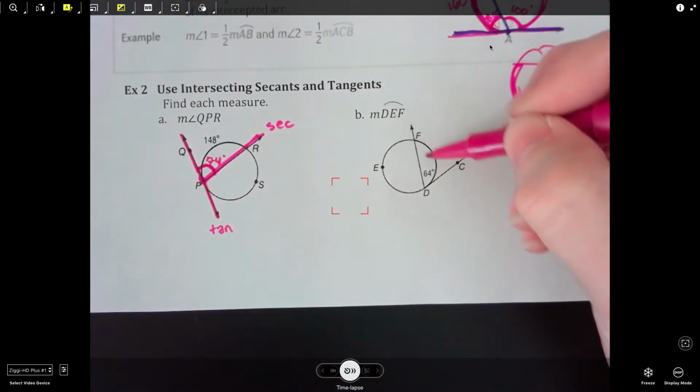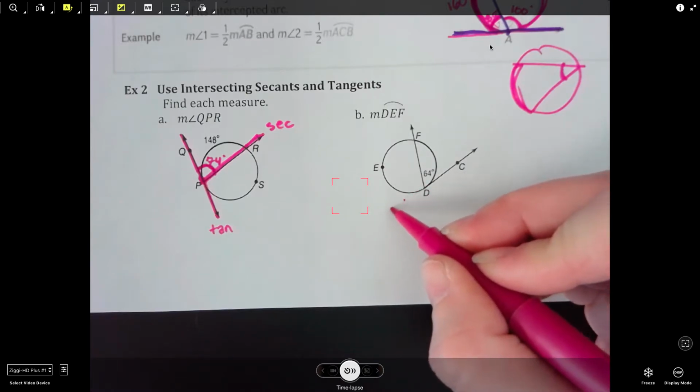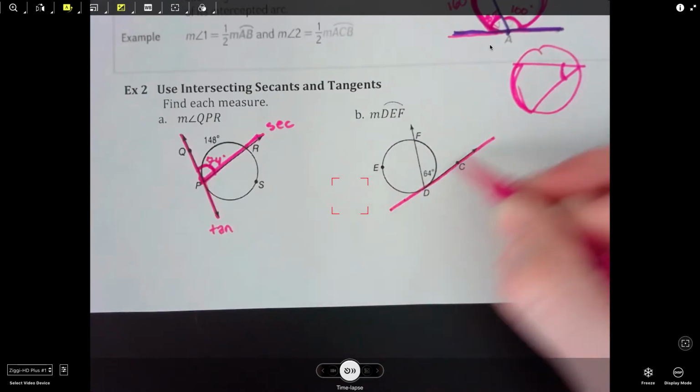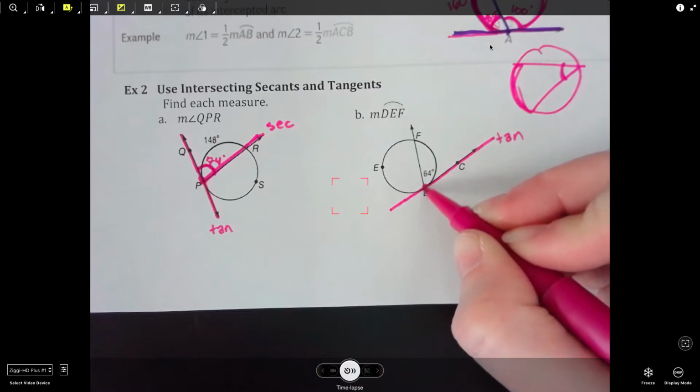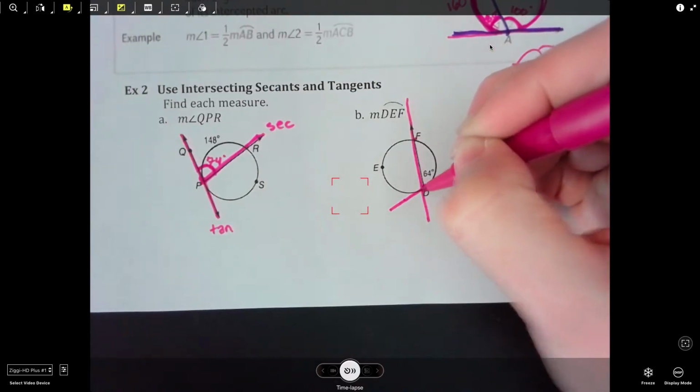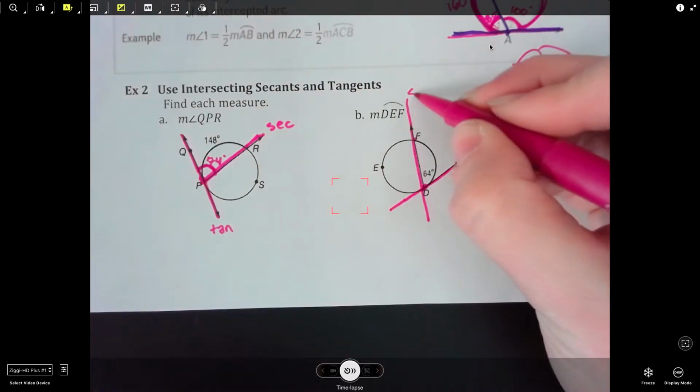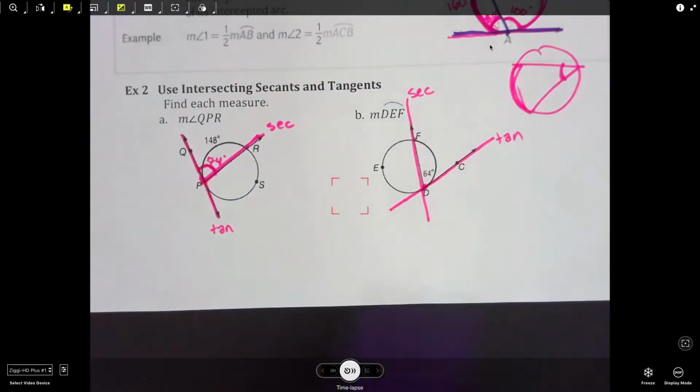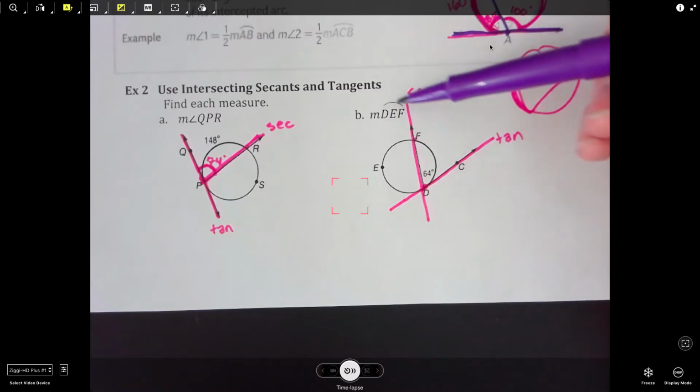Let's talk about this one for just a second. Let's label these. This line, if I would continue it on out, is going to be my tangent line because it's only touching at 1 place. This one's going to be my secant line because it's touching at 2 places. Okay, so tangent line, secant line. They want to know the measure of arc DEF.